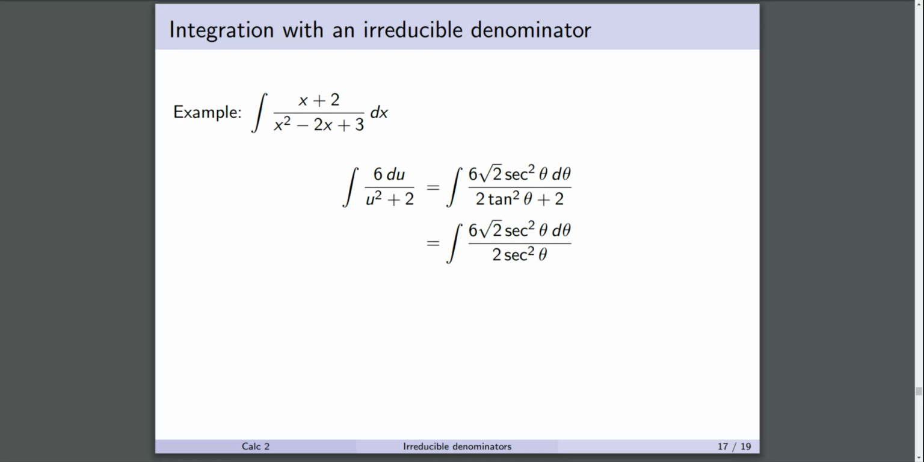I'm going to simplify that denominator. We use a Pythagorean identity to do that. And when I cancel the common factors, I'm left with that integral right there. We evaluate it and get 3 root 2 theta plus c.